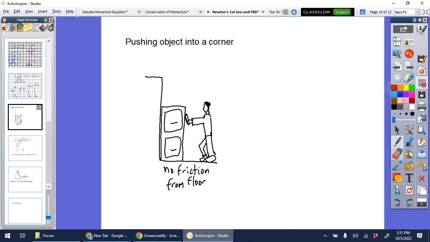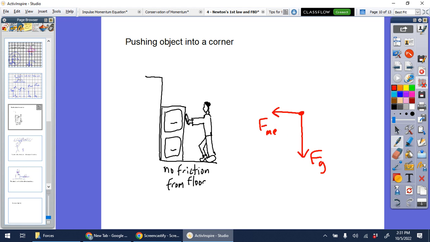One of the things that's special about this particular scenario, we already have the obvious one, gravity, right? And then there's the person pushing it. So, person pushing it. I'm just going to call that "me" because I don't feel like writing the word person.